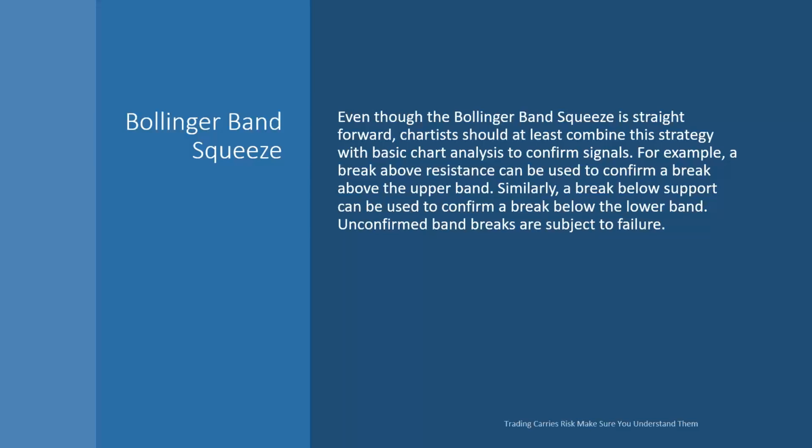So even though the Bollinger Band squeeze is straightforward, traders should at least combine this strategy with basic chart analysis to confirm signals. It should be confirmed by a jump in volume. For example, a break above resistance can be used to confirm a break above the upper band. Similarly, a break below support can be used to confirm the opposite. Unconfirmed band breaks are subject to failure.